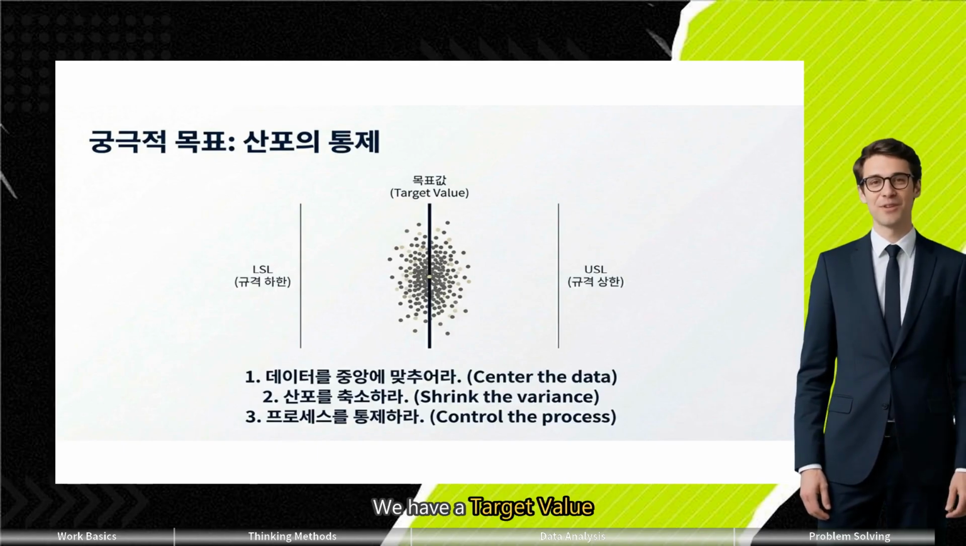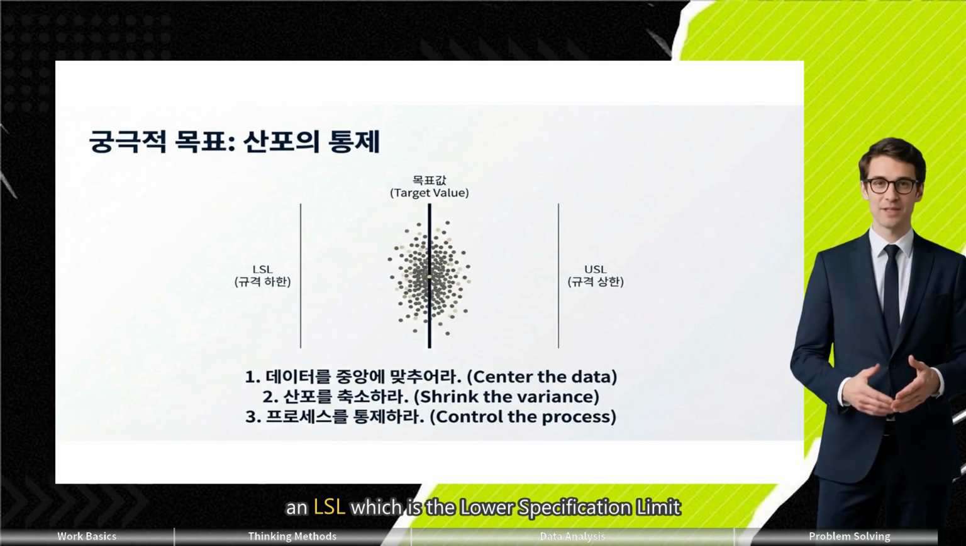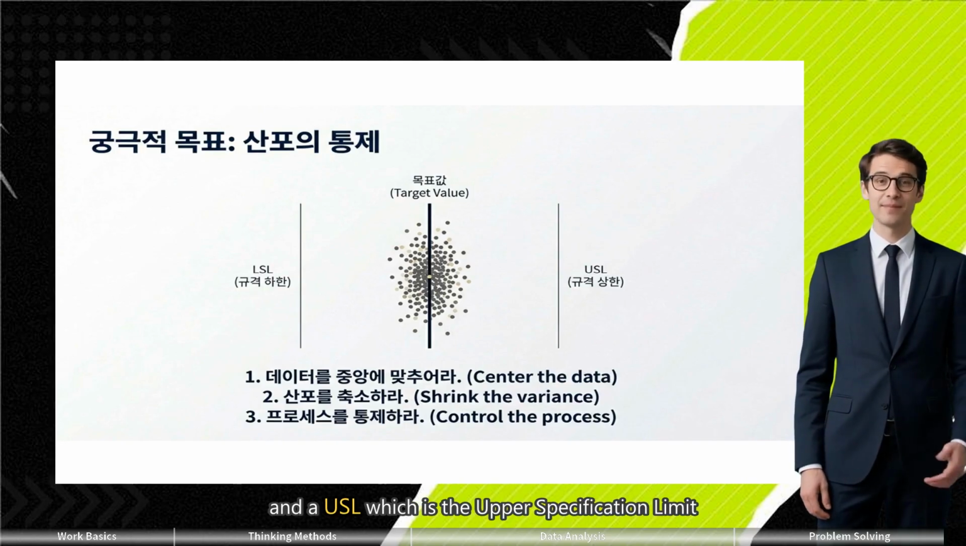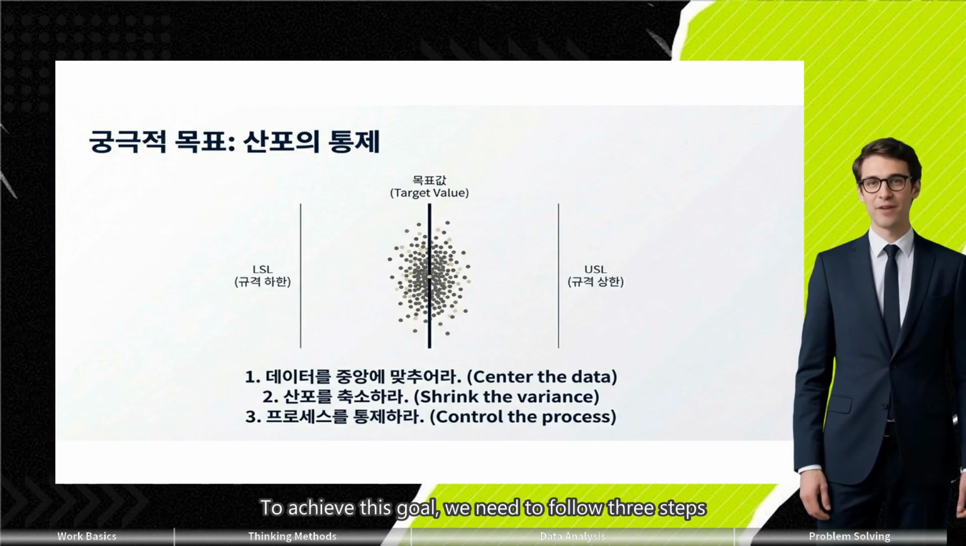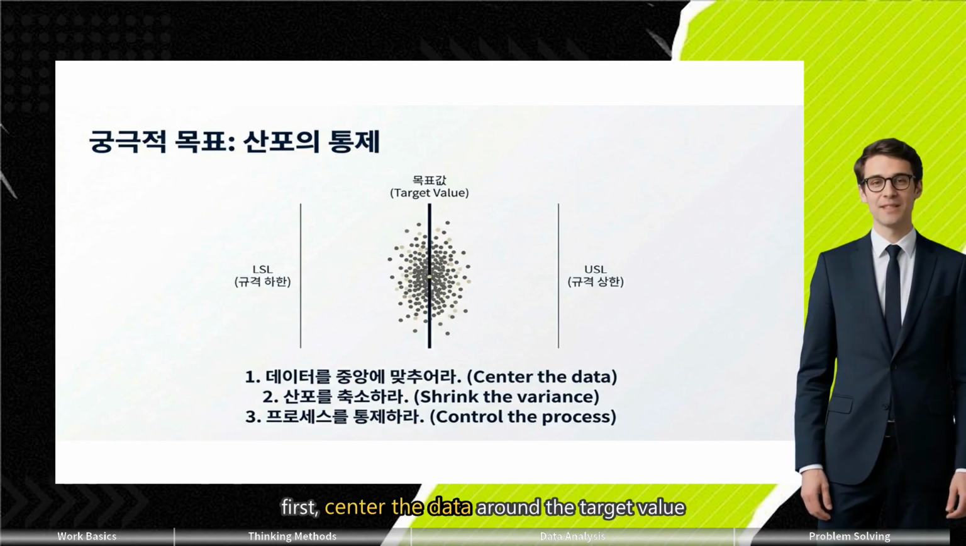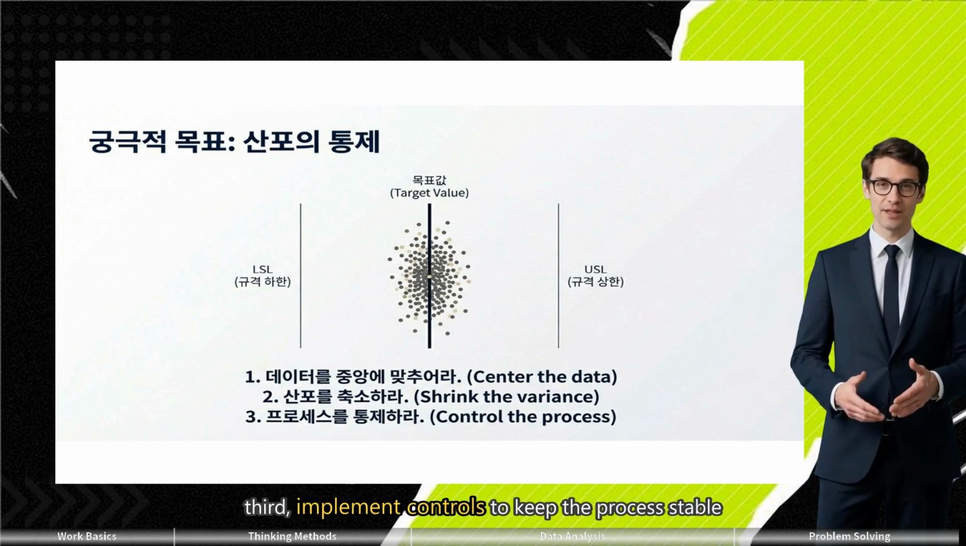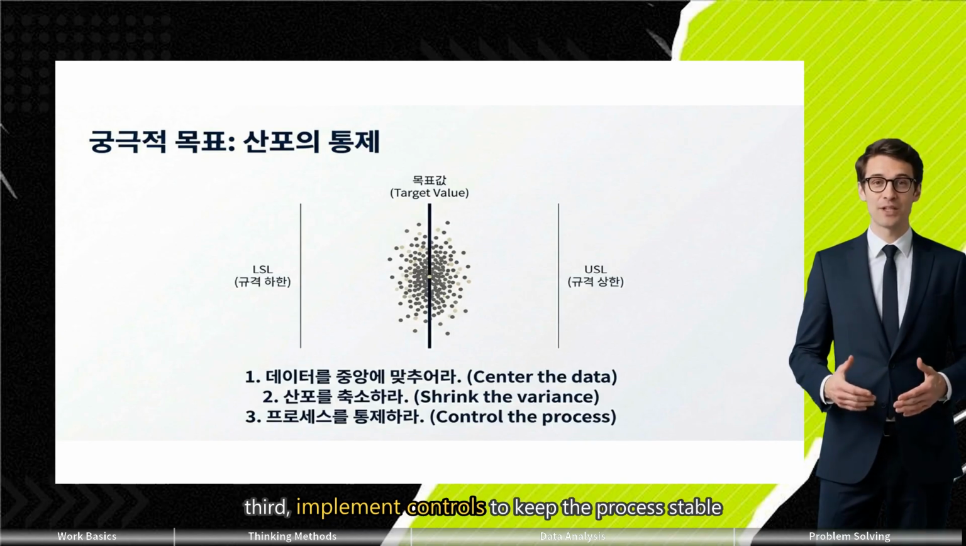We have a target value, an LSL, which is the lower specification limit, and a USL, which is the upper specification limit. To achieve this goal, we need to follow 3 steps. First, center the data around the target value. Second, shrink the variance to narrow the dispersion. Third, implement controls to keep the process stable.